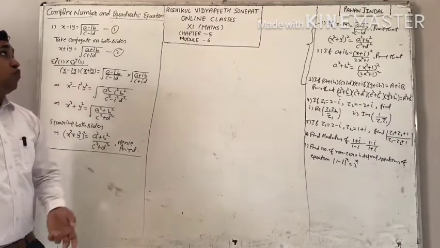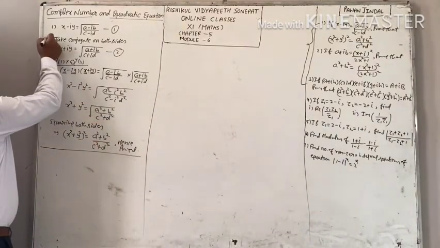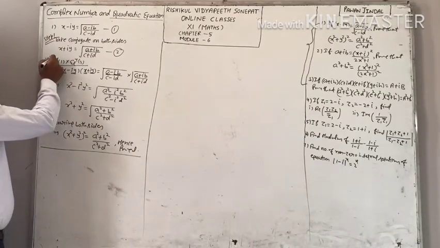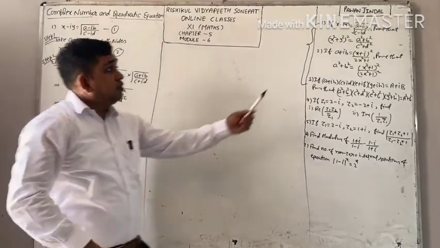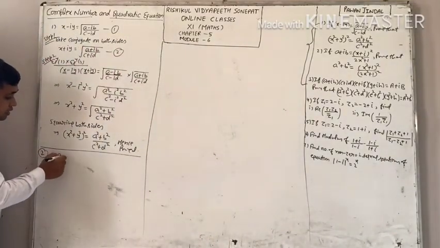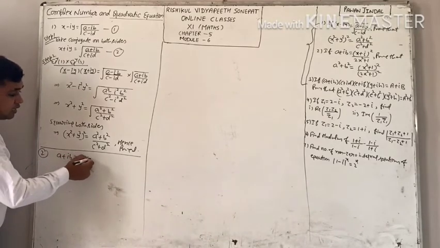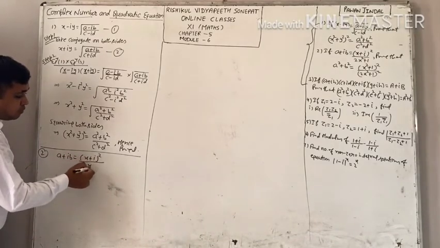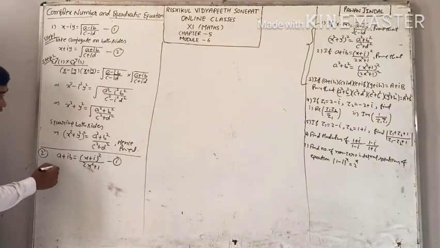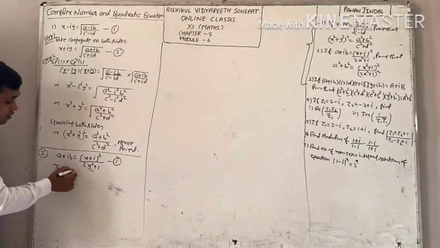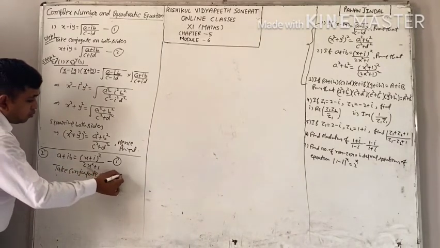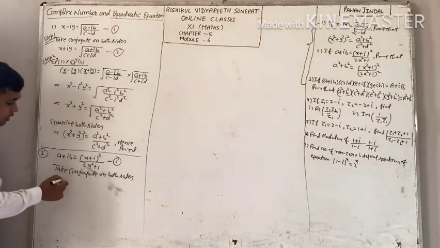The steps are two. Step number 1: take conjugate on both sides. Step number 2: multiply both equations. In the same way, we will do question number 2 also. See here, a plus iota b is equal to (x plus iota) whole square divided by 2x square plus 1. So this is equation number 1. Now apply the steps. Take conjugate on both sides. You will get a minus iota b equal to (x minus iota) whole square.